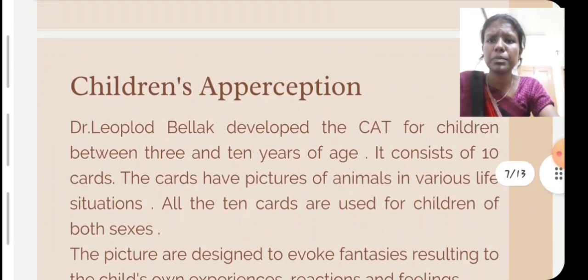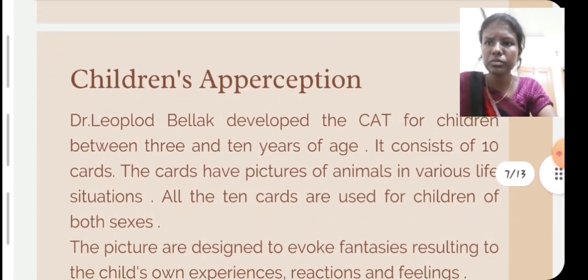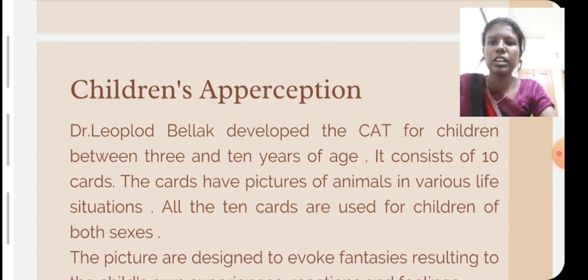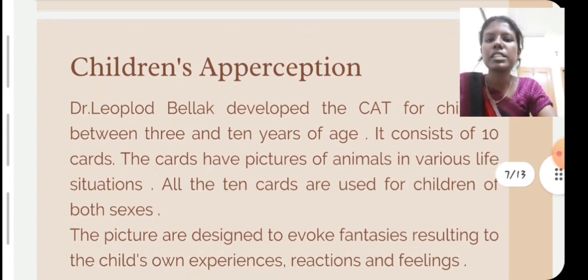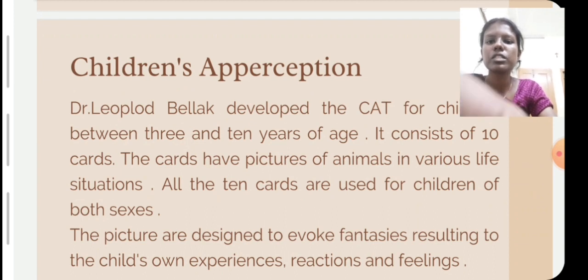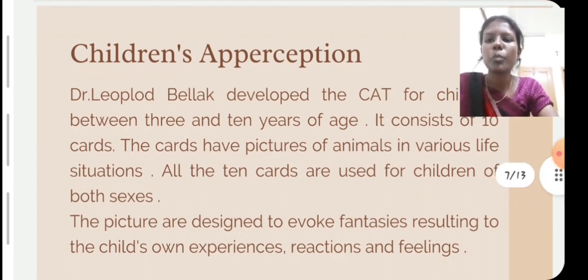Then the Children's Apperception Test. Dr. Bellak developed the CAT for children between 3 and 10 years of age. It consists of 10 cards. The cards have pictures of animals in various life situations. All the 10 cards are used for children of both sexes.